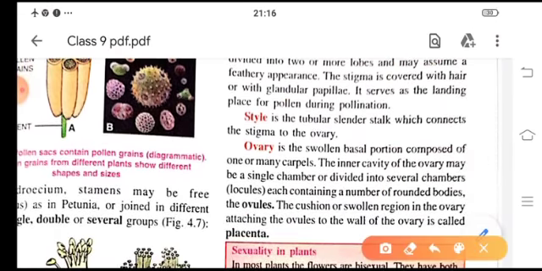Next is the style. It is again a part of the pistil and it is a tubular slender stalk which connects the stigma and the ovary. Third is the ovary part. Now it is the swollen basal portion which is composed of one or many carpels. Now the inner cavity of the ovary may be a single chamber or it may be divided into several chambers, or we can say locules, each containing a number of rounded bodies, and they are known as the ovules. So these ovules are attached to the ovary wall which is known as placenta.